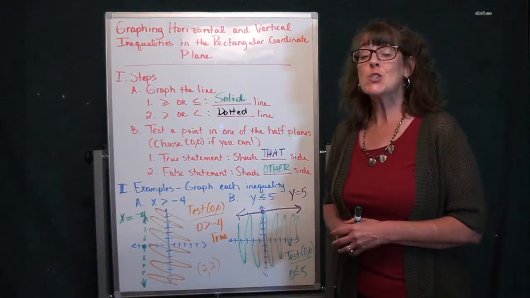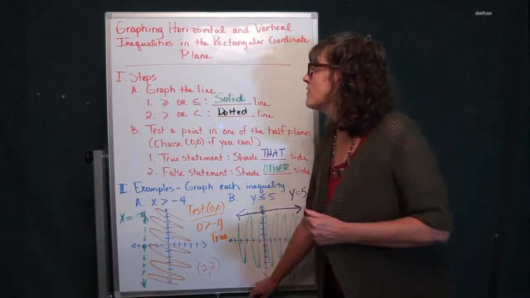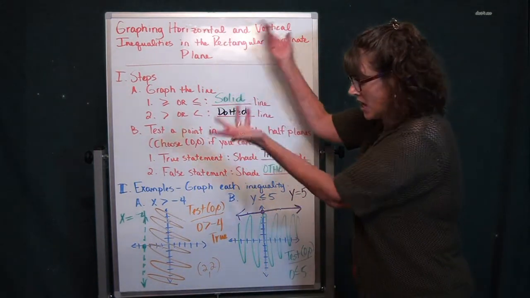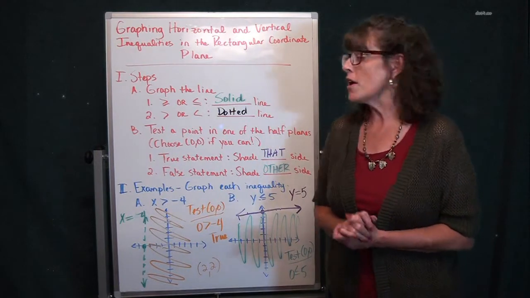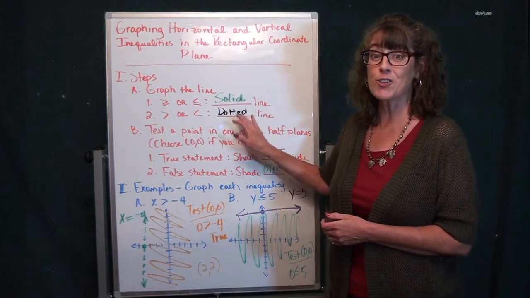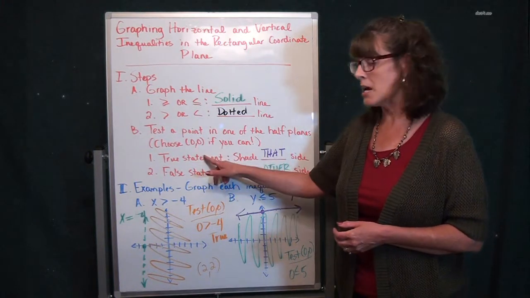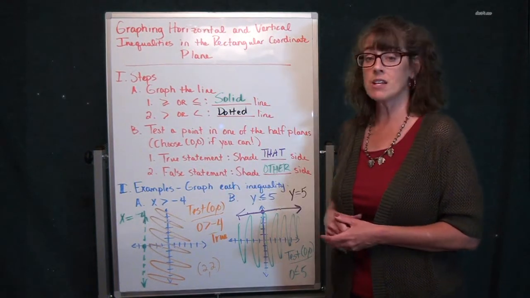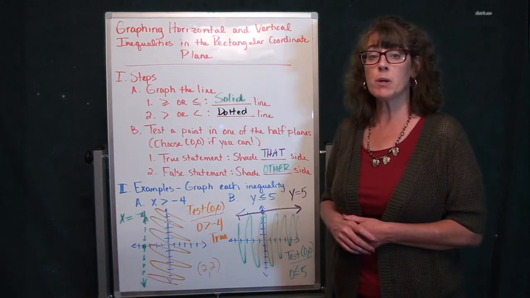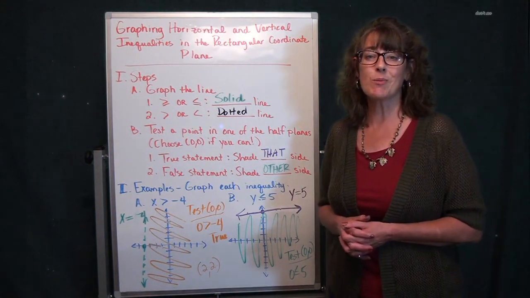So I hope this helps with graphing horizontal and vertical lines. You can see that it's the same steps as before. Just be very careful when it's a solid or a dotted line, and then test a point that's in the half plane. If it's a true statement when you plug it in, shade that side. If it's a false statement when you plug it in, shade the other side. It's as simple as that.